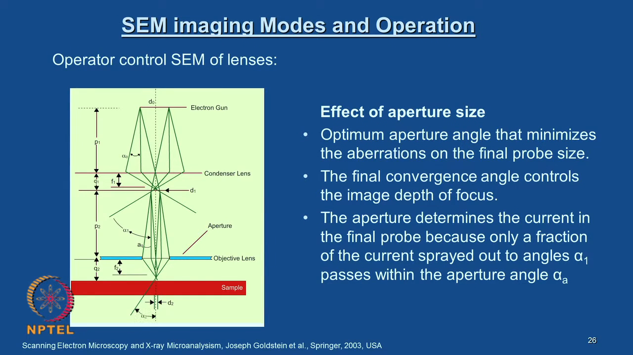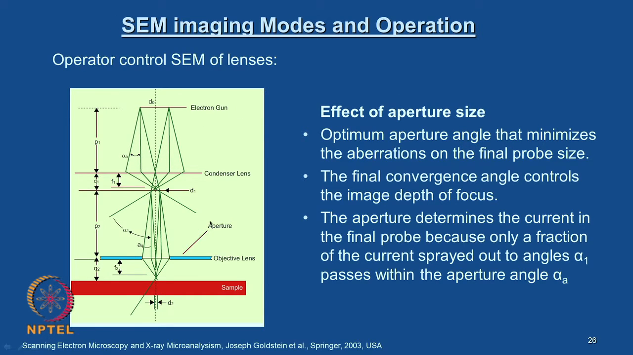So, if you look at the controls which I talked about yesterday, we will just quickly review this. We just started looking at the operator control in SEM of lenses. We have three primary parameters. One of them is the aperture.